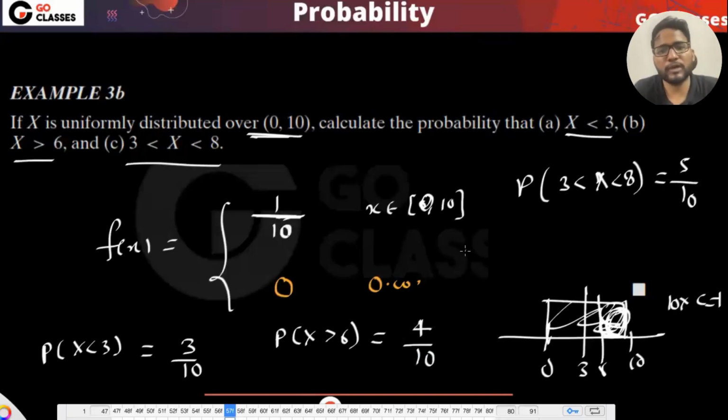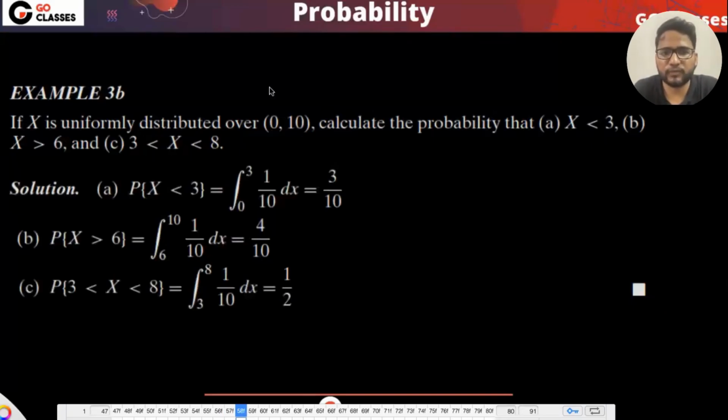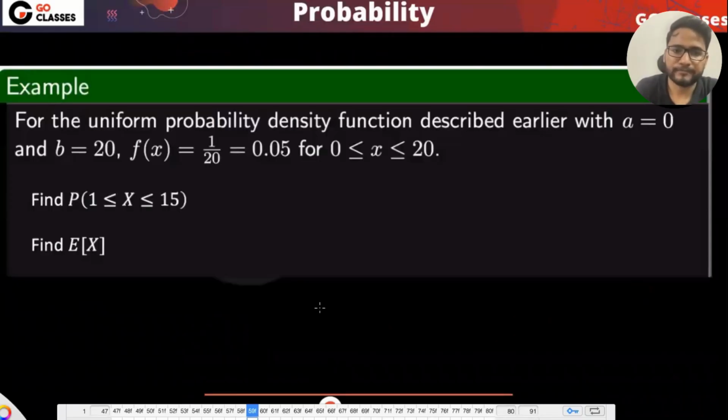If you want, you can use the integration. Here, just for the sake of mathematical notation, they have used the integration, but I would prefer that you use the rectangle directly. Integration is also fine, and rectangle is also fine.